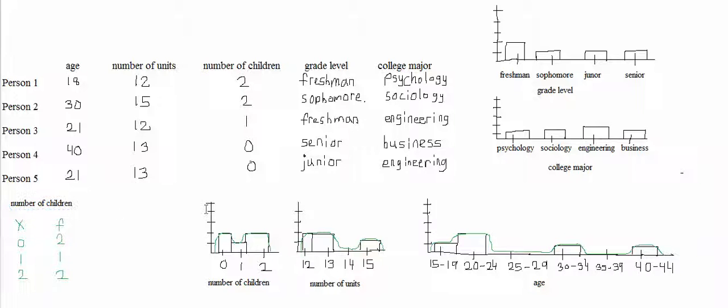If we created a frequency distribution table for number of units, it would look similar to this. The X column would have 12, 13, 14, and 15, and the frequency column would have, well, looks like the bars are 2, 2, 0, and 1. So in the F column, it would be 2, 2, 0, 1. Let's create the frequency distribution table for age.